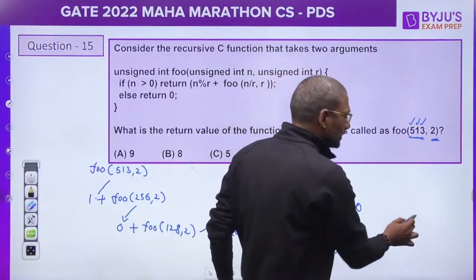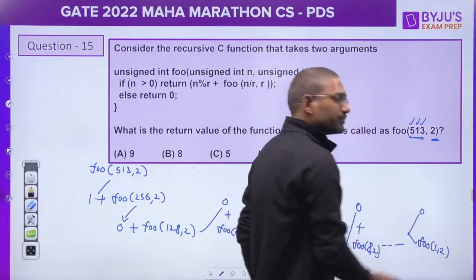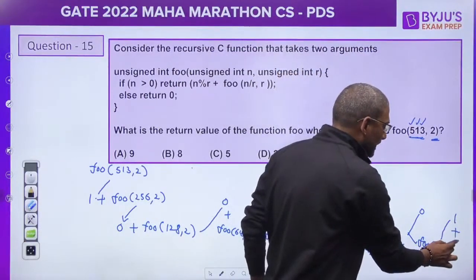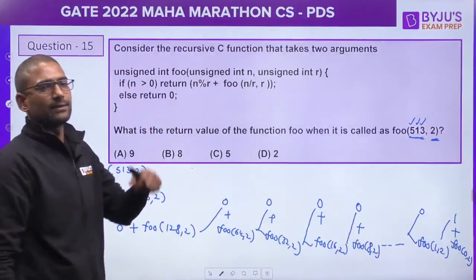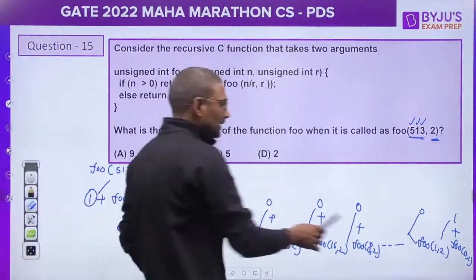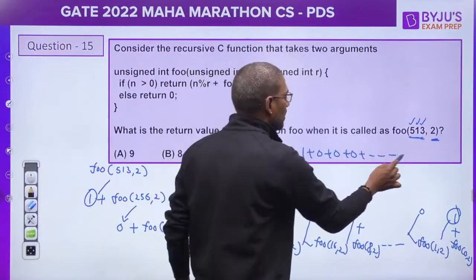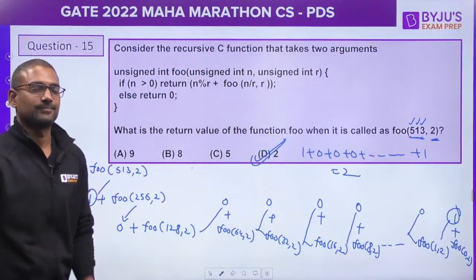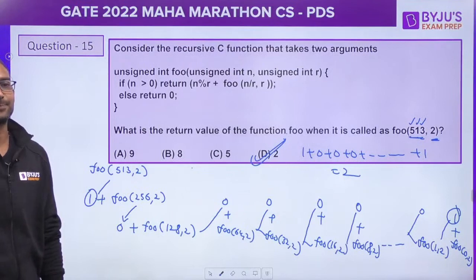Like this it goes on. Somewhere you will get 0 plus foo of 1 comma 2. This foo of 1 comma 2 will give 1 mod 2 is 1 plus foo of 0 comma 2. As n is not greater than 0, it will end there. So all together here you got a single 1, here you got a single 1. This is 1 plus 0 plus 0 plus 0 and so on plus 1, that is 2. Two is the answer.